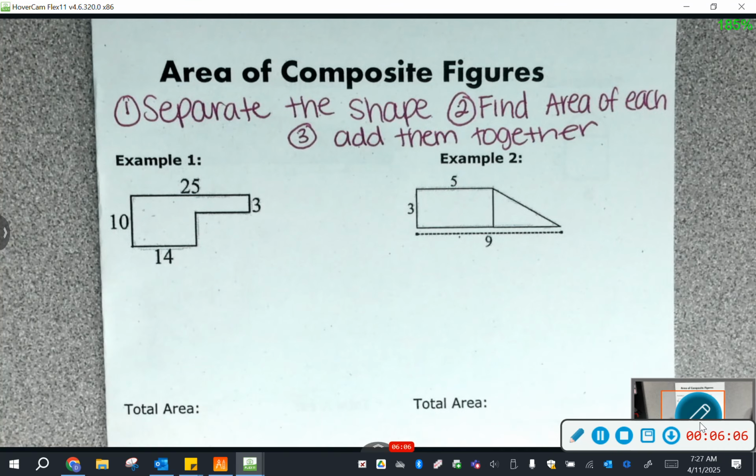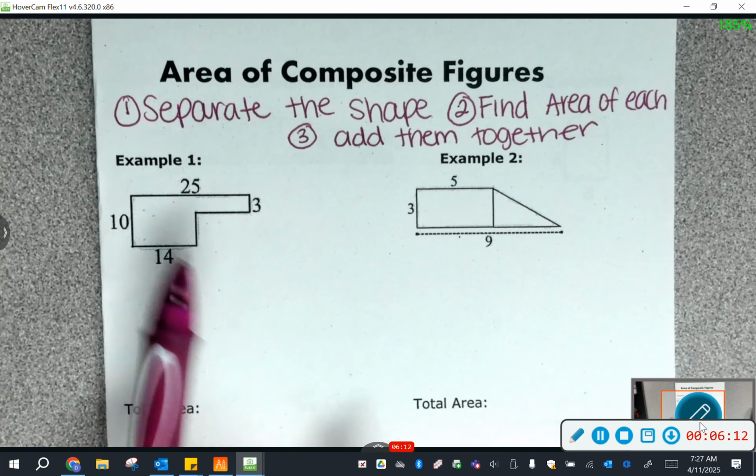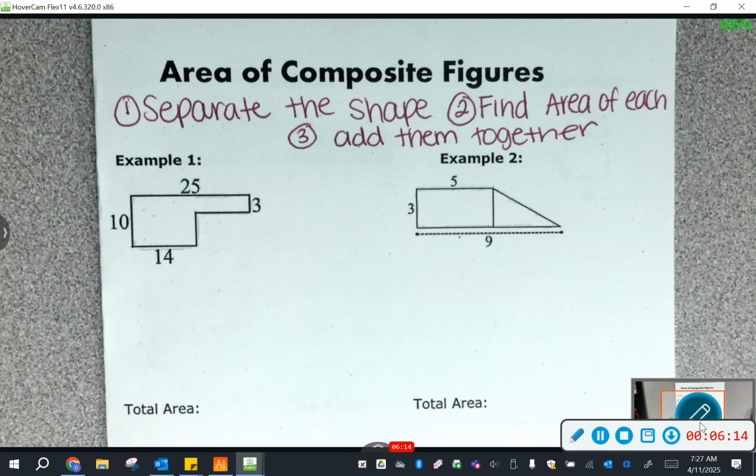Separate the shape, find the area of each section, and then add them together. So if you're looking at example 1, what do you see? What shapes do you see? You see a rectangle, cutting it from 10 towards 3.